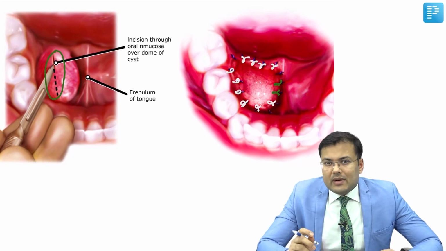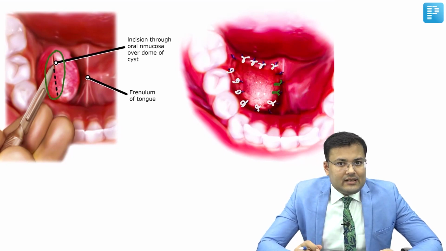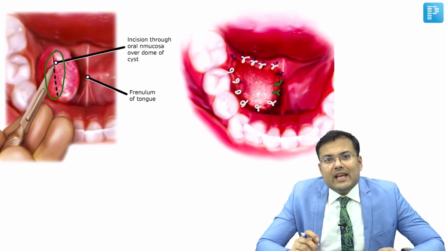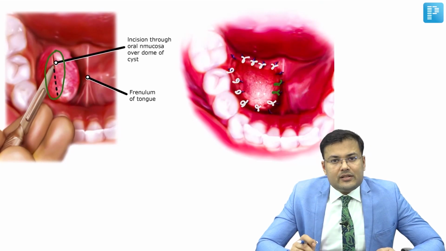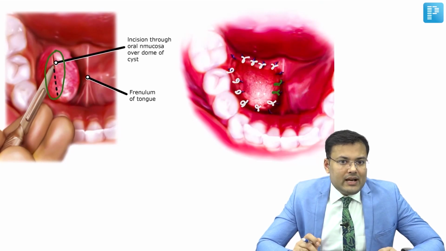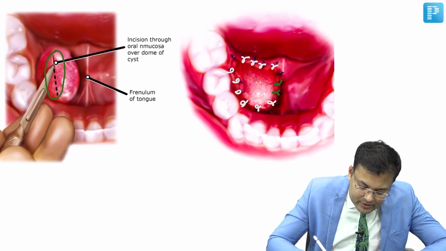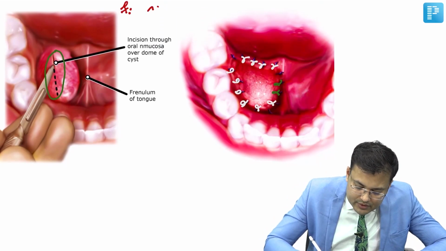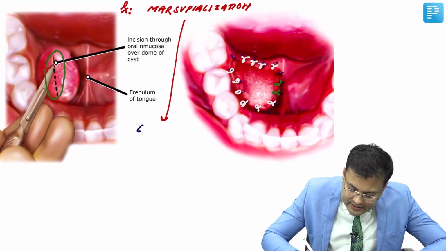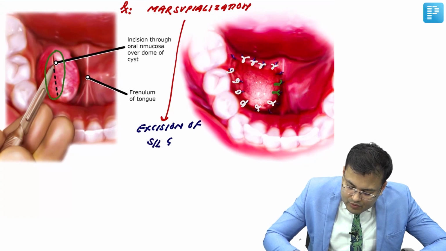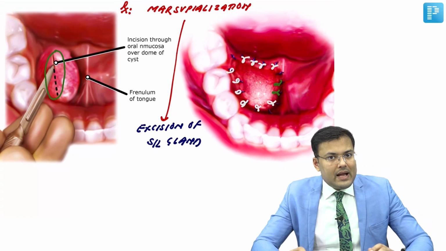Marsupialization. After marsupialization, suppose there is recurrence, in that case what should be done? Then we should excise the gland. Which gland? The sublingual gland, because ranula is a cystic swelling in relation to the sublingual gland. So what's the treatment? We perform marsupialization, and if there is recurrence after marsupialization, we go for excision of the sublingual gland. So this is how we manage ranula.